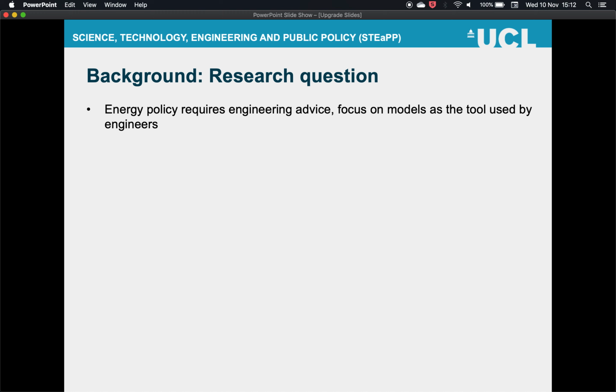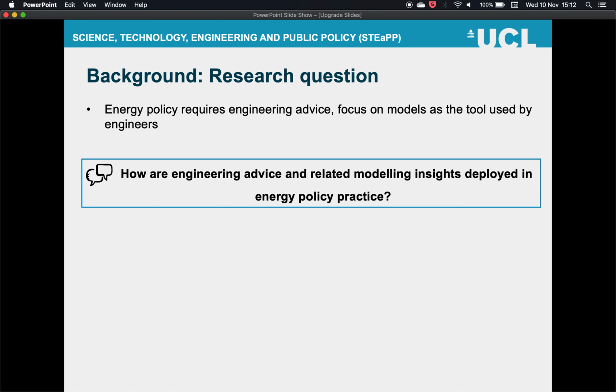So with all this in mind, I came up with my main research question and translated all those insights into the title and question for my project. That's: how are engineering advice and related modeling insights deployed in energy practice? It's a big question with a lot of different clauses. So I broke it down into 3 sub-questions.